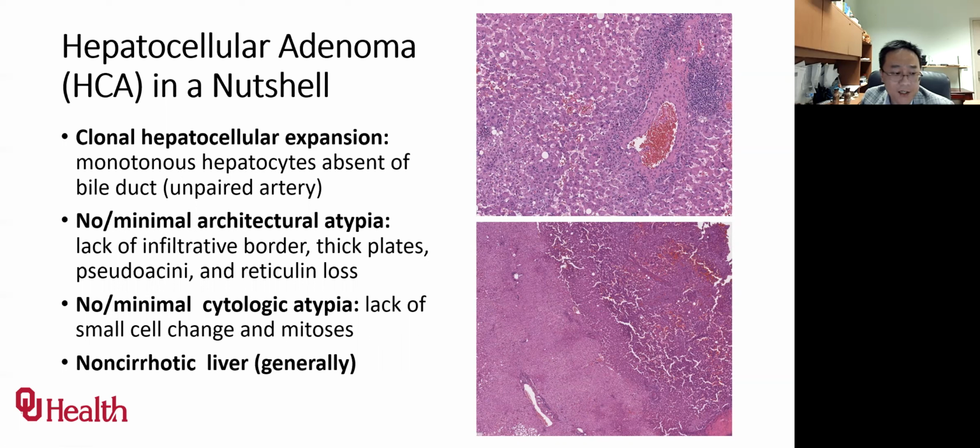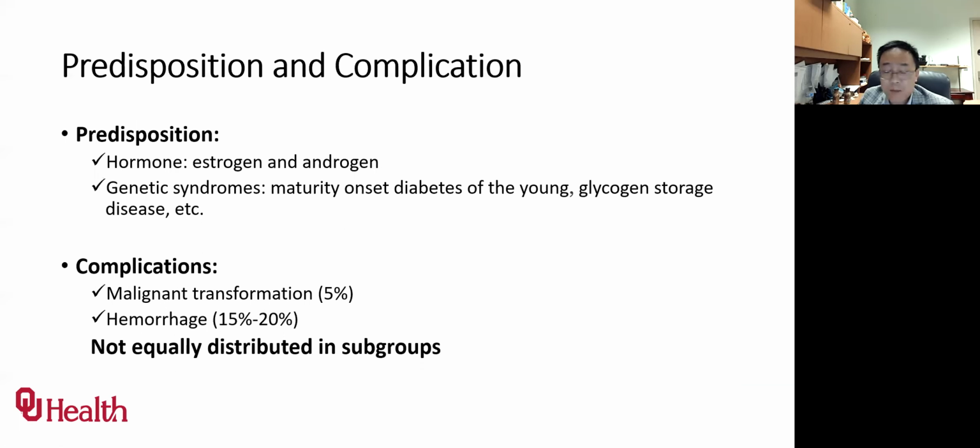Usually the tumor should occur in a non-cirrhotic liver in general. However, there are exceptions. Some patients are predisposed to hepatocellular adenoma, for example, patients on estrogen or androgen, or patients with genetic syndromes like MODY or glycogen storage disease. And hepatocellular adenomas are not without complications.